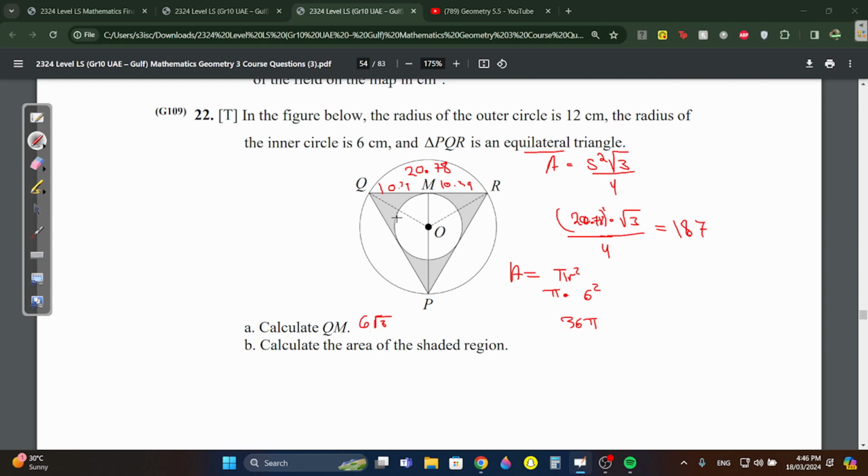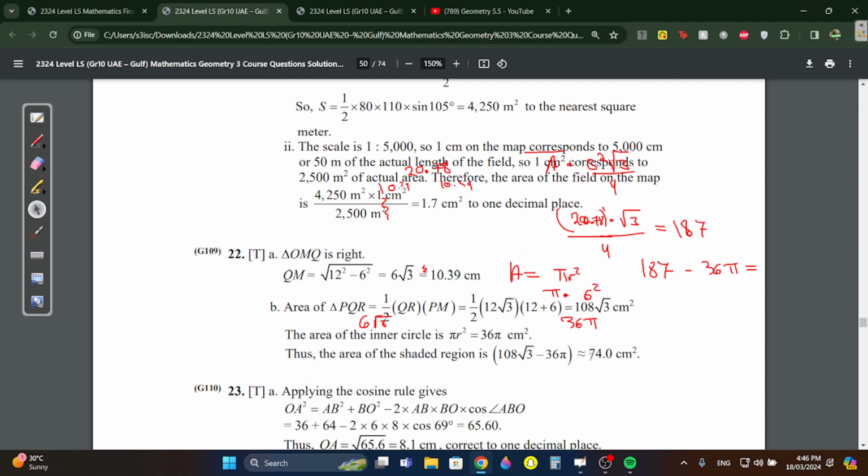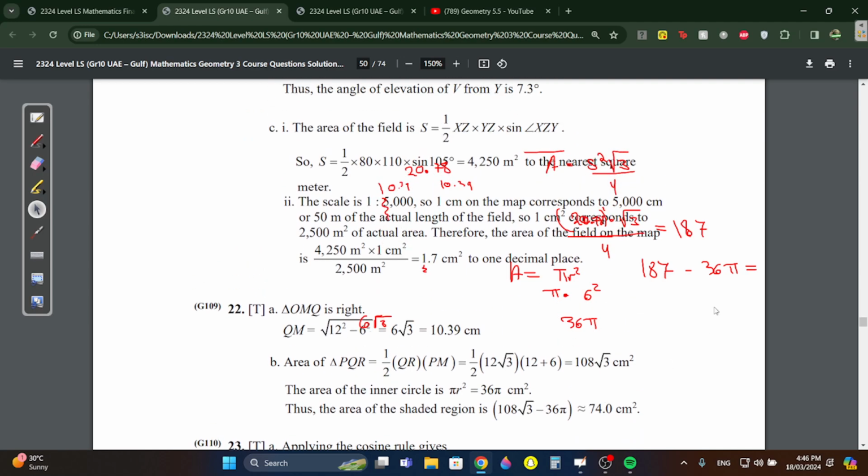So we got the area of the triangle, we got the area of the circle. Now if we subtract them, we're going to get the leftover, which is the shaded. It will be 187 minus 36 pi, which is, on my calculator, I got 73.88. Let me see, is that correct? To two significant figures, we said 73.88, yeah? If you round it, you get 74.